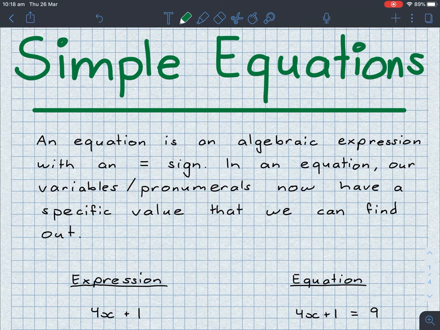So an equation is an algebraic expression, which you will remember is like a number sentence with numbers and variables and plus, minus, times, divide, all those things. So an equation is an algebraic expression with an equal sign. So if you see an equal sign, it's automatically an equation if there's something on the other side. In an equation, our variables or pronumerals now have a specific value that we're going to find.